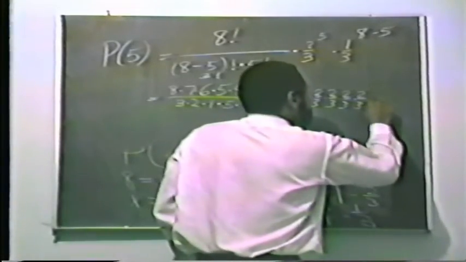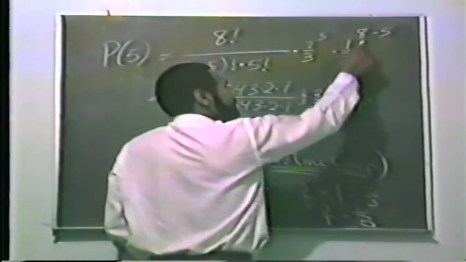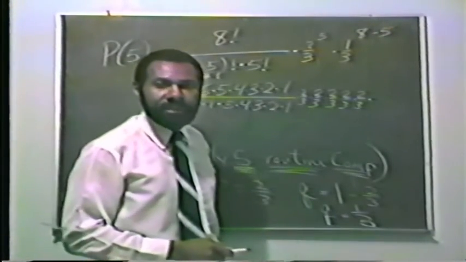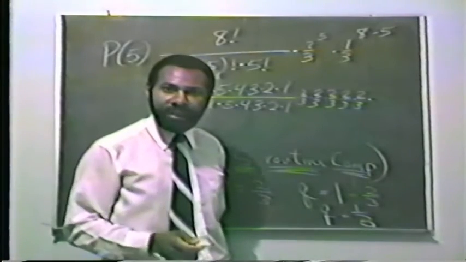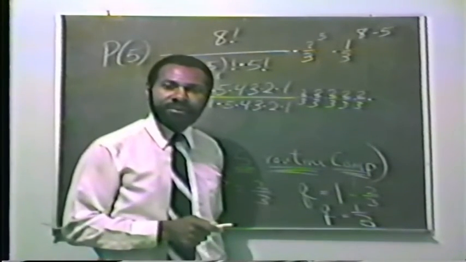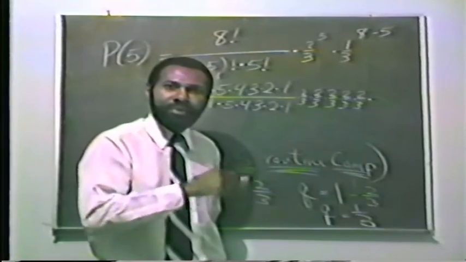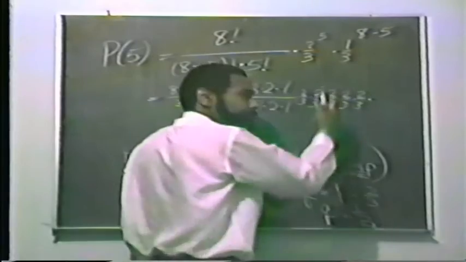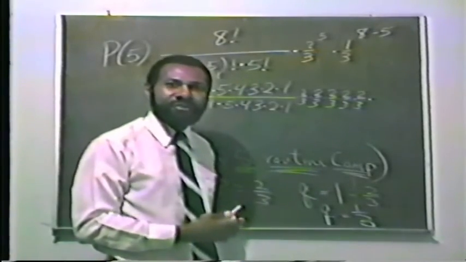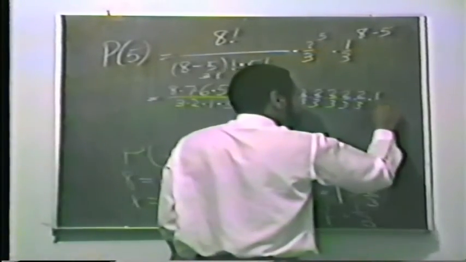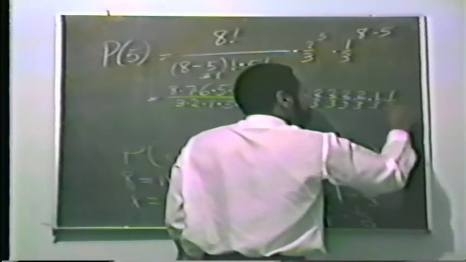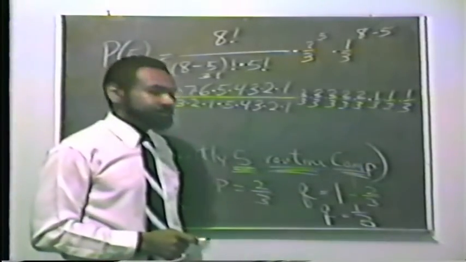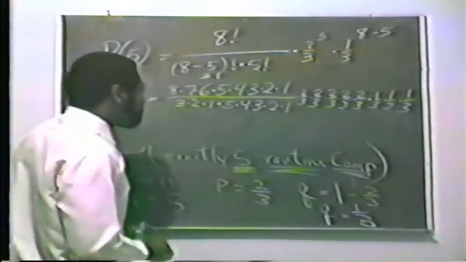Now, for the next term, we have 1/3 to the 8 minus 5. 8 minus 5 equals 3. So what we really have here is 1/3 to the 3rd power, or 1/3 cubed. That's what we really have here, 1/3 cubed. So that means we take 1/3 as a factor 3 times. So we would have 1/3 times 1/3 times 1/3. And then we proceed to simplify this.